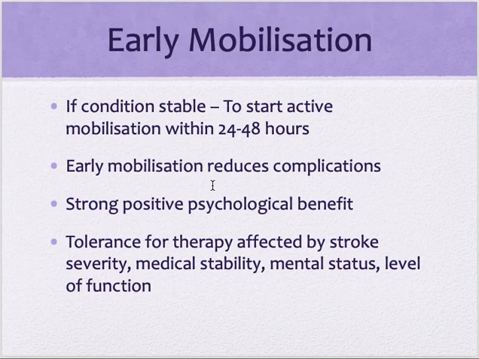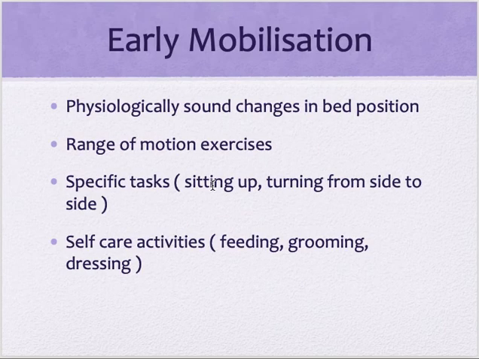and tolerance for therapy is affected by stroke severity, medical stability, mental status and level of function. So you can see early mobilization, physiologically sound changes in bed position, range of motion exercises, specific tasks like sitting up, turning from side to side, and self-care activities like feeding, grooming, and dressing.